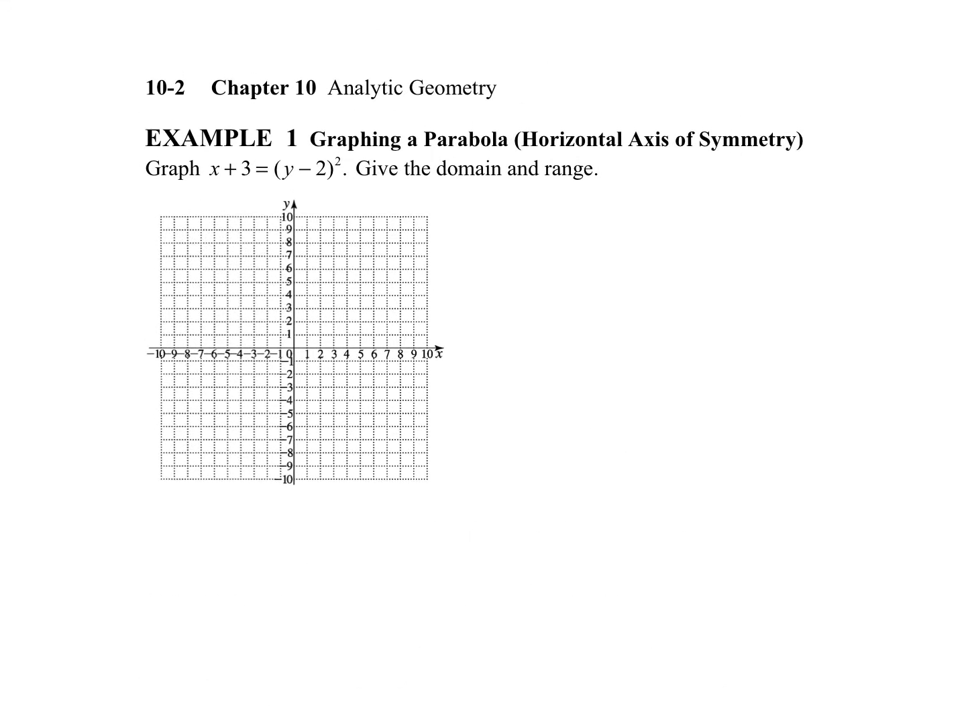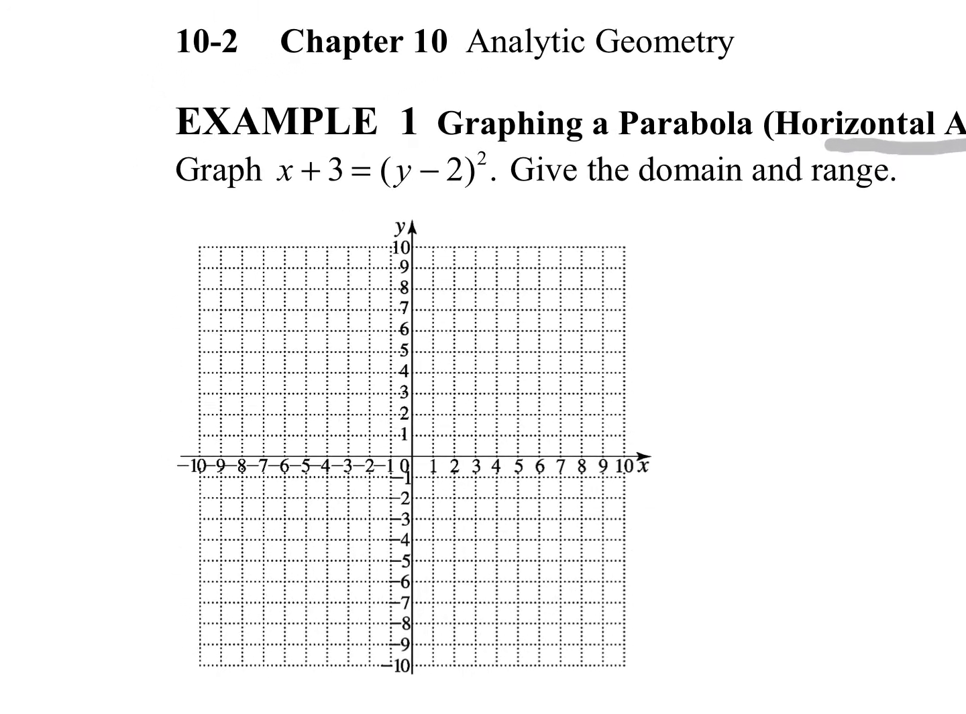And we're going to start out with the horizontal axis. So you know what that means. It opens up left and right. Now, when you look at this equation and the y part's being squared, that's how I knew it's going to go left or right. I also can tell that the a is a positive 1, so it's going to go to the right.